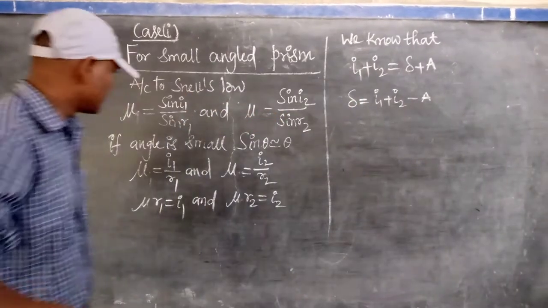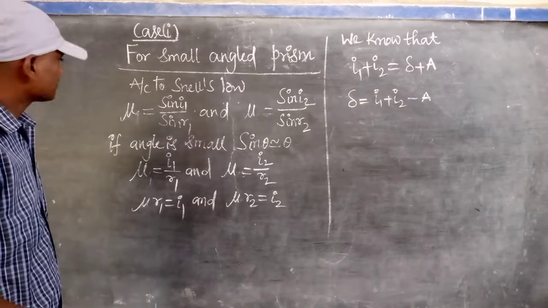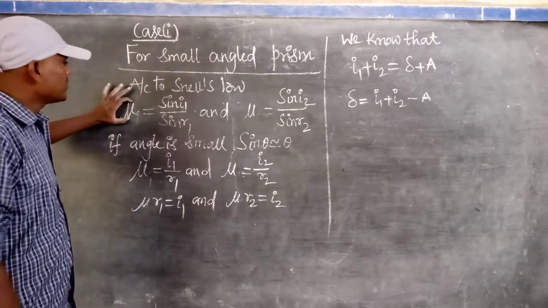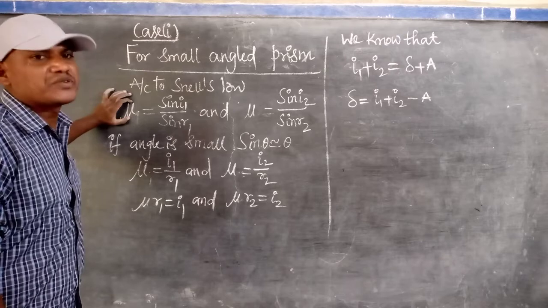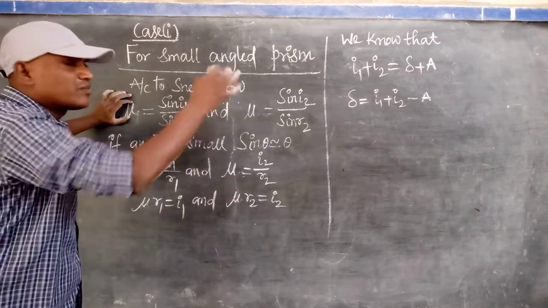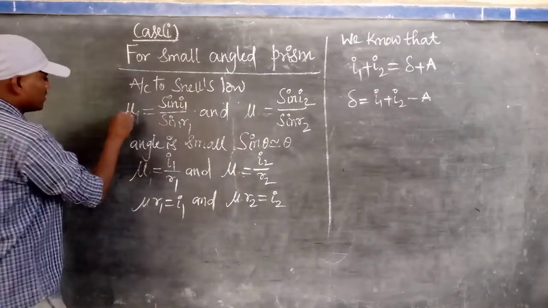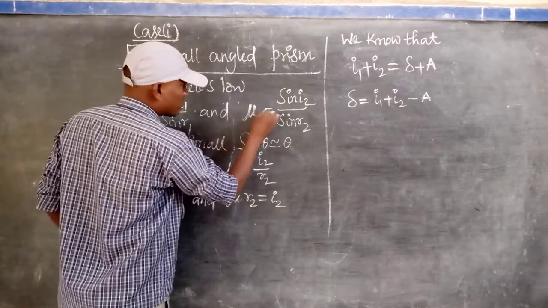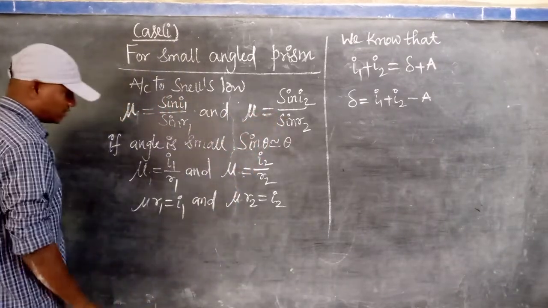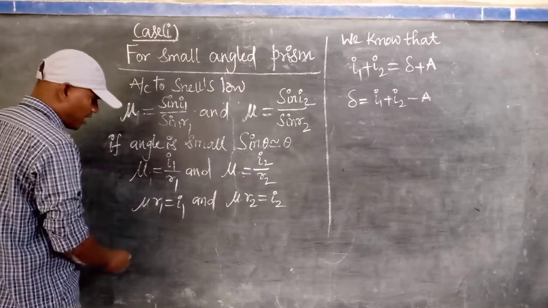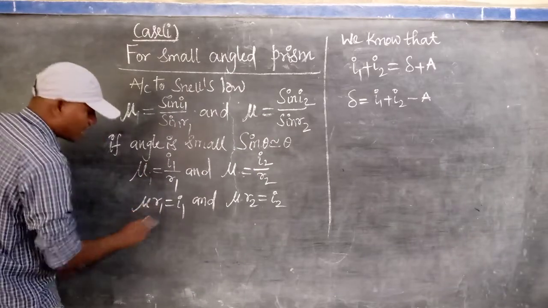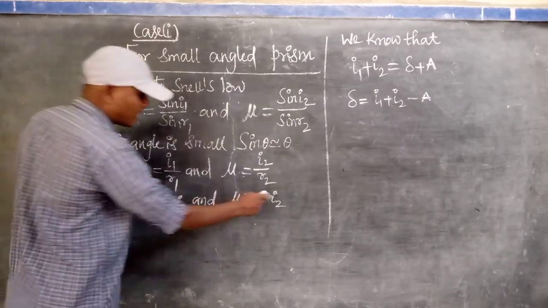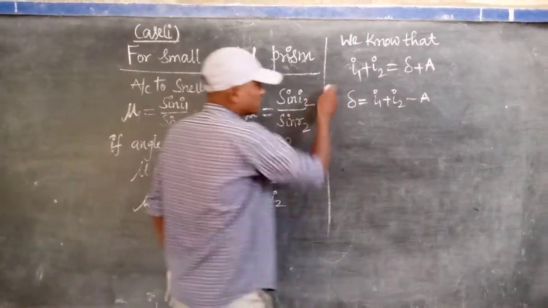So why? Because here you are observing that mu is the refractive index of the prism. Here the prism does not change. So mu1 is nothing but mu, and mu2 is also nothing but mu. That's why mu equals I1 upon R1, so I1 equals mu R1, and I2 equals mu R2.